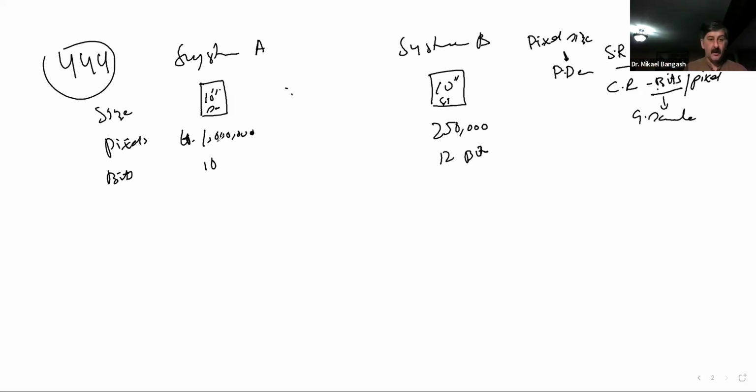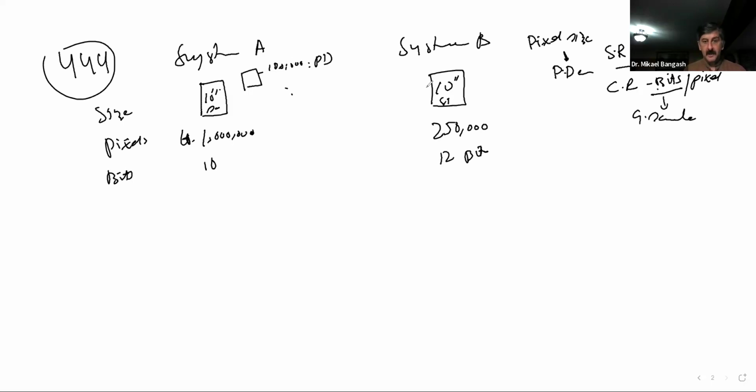Let's say this picture here is 10 square inches. If it had 1 million pixels, clear, you could say that for each square inch there was going to be a total of 100,000 pixels per square inch. So that was going to be the pixel density.